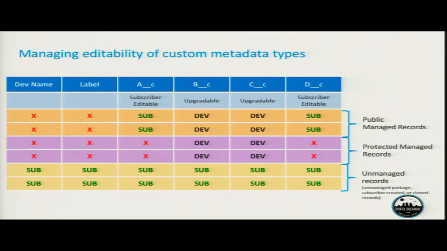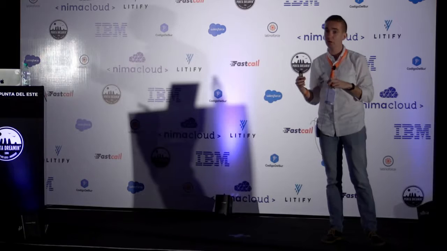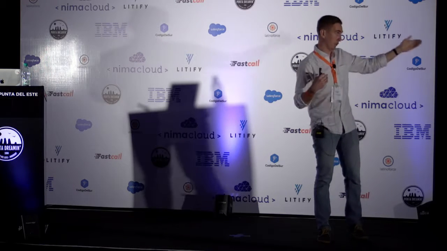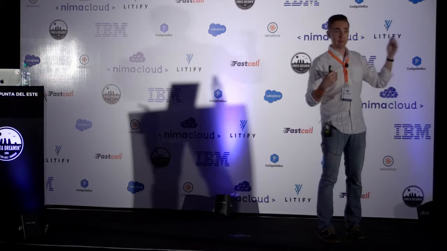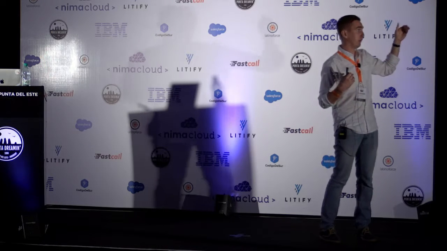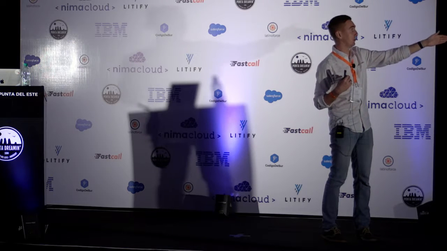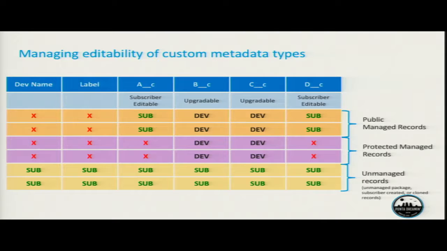So records are also protected. We can have protection on a field level and protection on a record level. And let's go from the bottom to the top. So we have unmanaged records. Those records are created by a subscriber in a subscriber org. You, as a developer, don't have much control over them. It's all theirs. They can delete it, modify it completely. Then you have protected managed records. Those came with your package. And you can put some fields as protected, some as upgradable.